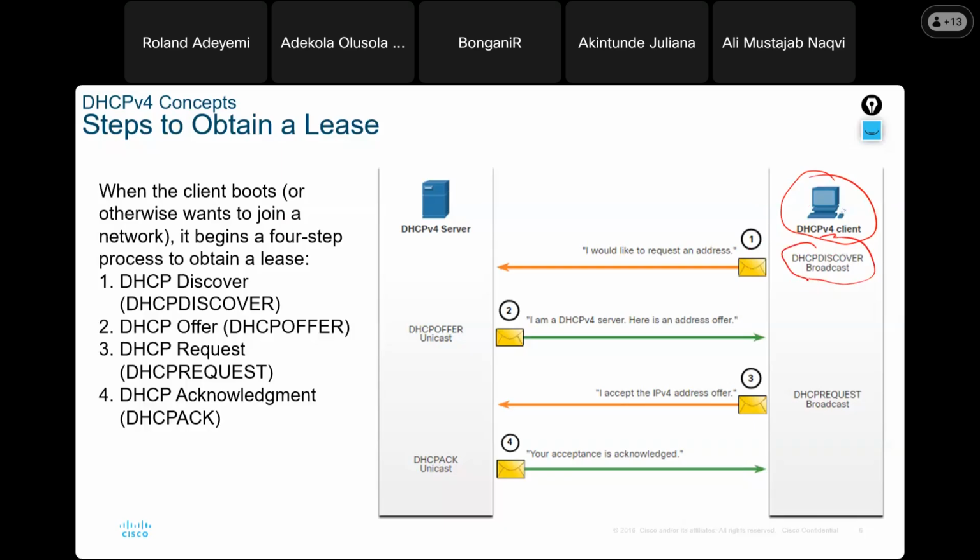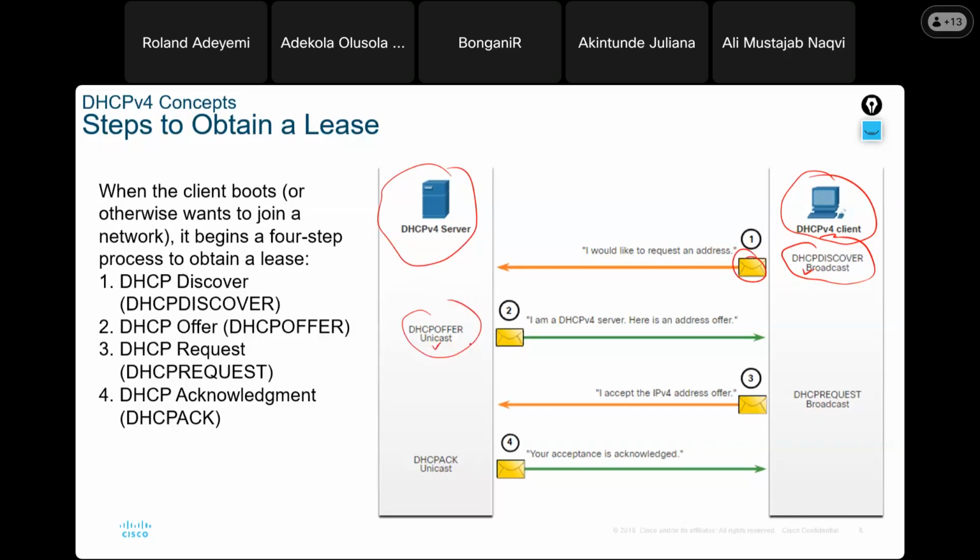Broadcast is, I am looking for a DHCP server. If you are the DHCP server, please send me an IP address. You can see the message. It's a broadcast. It will be sent to everybody on the network. I would like to request an IP address. So the DHCP server, if you have one, is going to reply with DHCP offer.